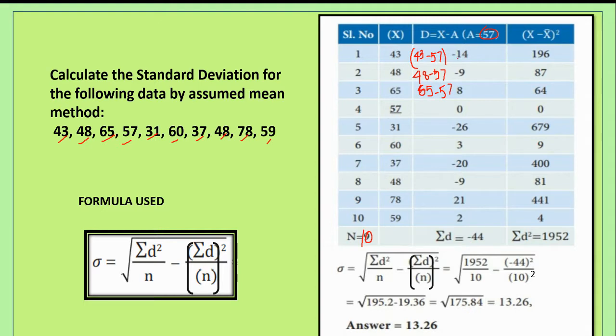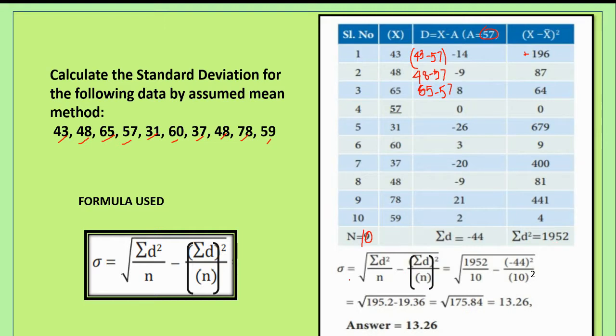Next column, you have to square these deviations. Minus 14 into minus 14, negative into negative, positive, so it is plus 196. Then minus 9 into minus 9 is 81. 0 into 0 will give you 0. 26 into 26 is 676. Likewise, you have to calculate for all the numbers. Then you add all these values. So summation d square is equal to 1952.